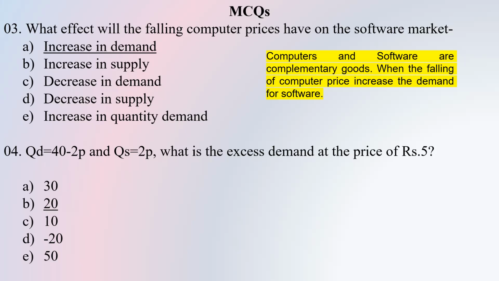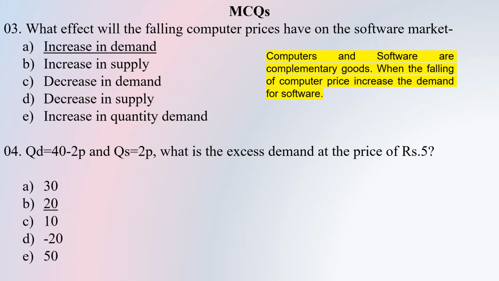හරියට gas cylinder වල මිල පහළ යනකොට ඒ වගේම තමයි වෙන්නේ මෙතන. Gas cylinder වල මිල පහළ යනකොට මොකද වෙන්නේ? Gas cooker වලට තියෙන ඉල්ලුම වැඩි වෙනවා. ඒ වගේ computers වල මිල පහළ යනකොට මොකද වෙන්නේ? Software වලට තියෙන ඉල්ලුම වැඩි වෙන නිසා increase demand. Right? Increase demand.